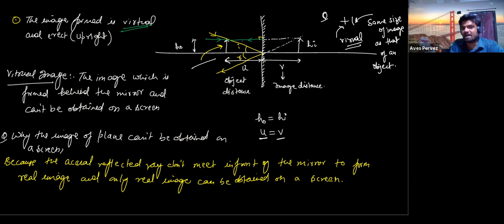Whenever we are having a screen to make the image of the object, the original reflected rays must meet. Because the actual reflected rays do not meet behind the mirror, only the real image can be obtained on the screen. We cannot obtain the virtual image on the screen. So please note it down. Then we shall be moving to the next topic.